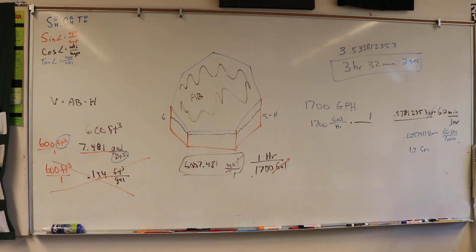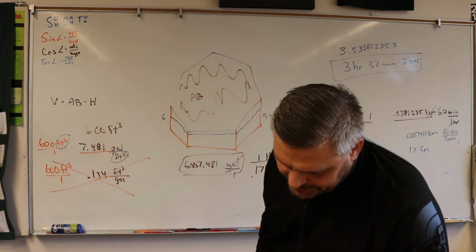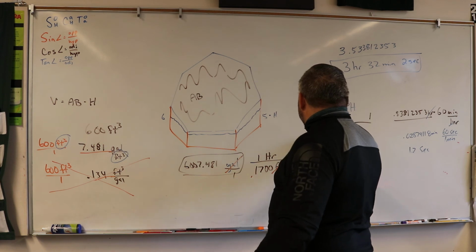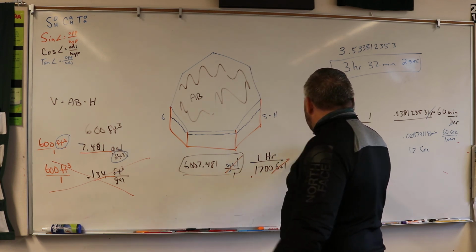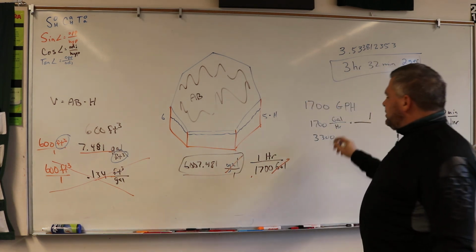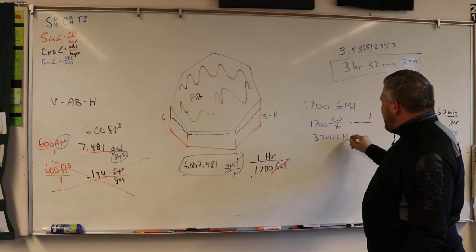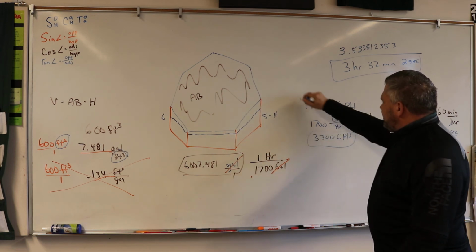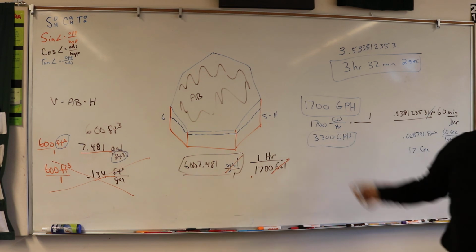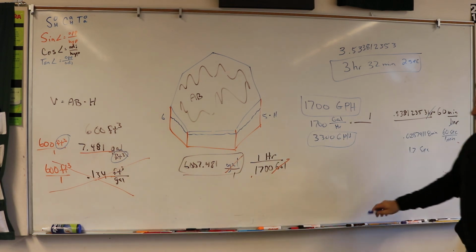And you're going to have to choose. Do you want to use 1,700 or do you want to use the 3,300 gallons per hour? You can choose either one. This is how you would do it for that one.